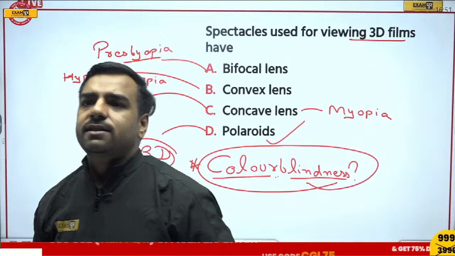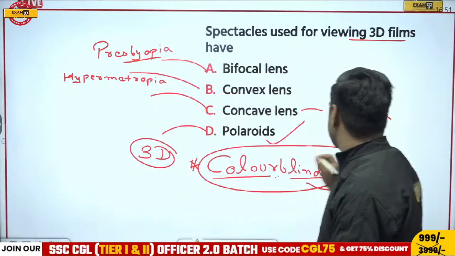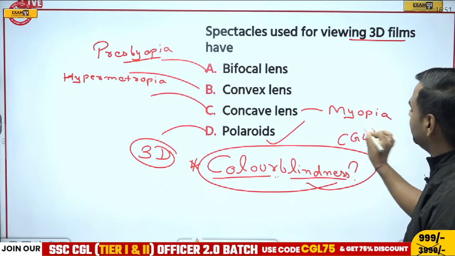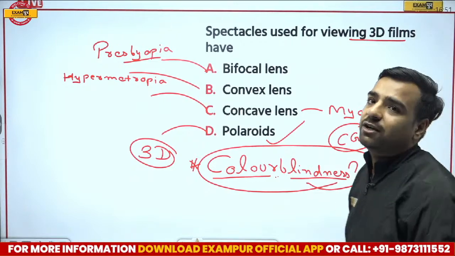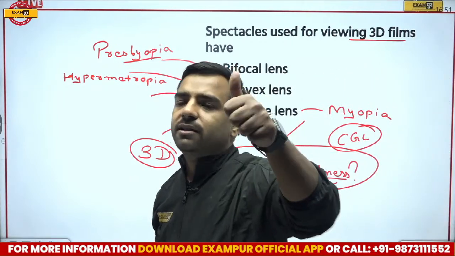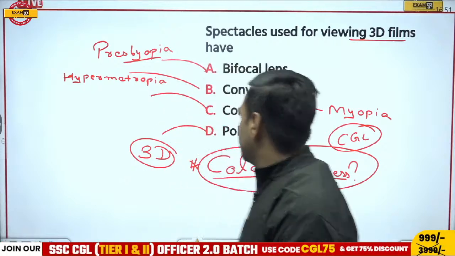Okay, so yes, this is the one. Very important for the CGL part. Do not forget, for the color blindness, there is no such kind of lens. Yes, Amrish, totally correct. Vikram, absolutely correct.